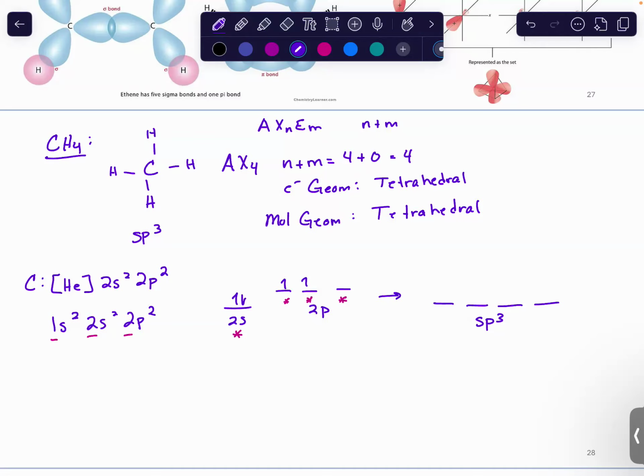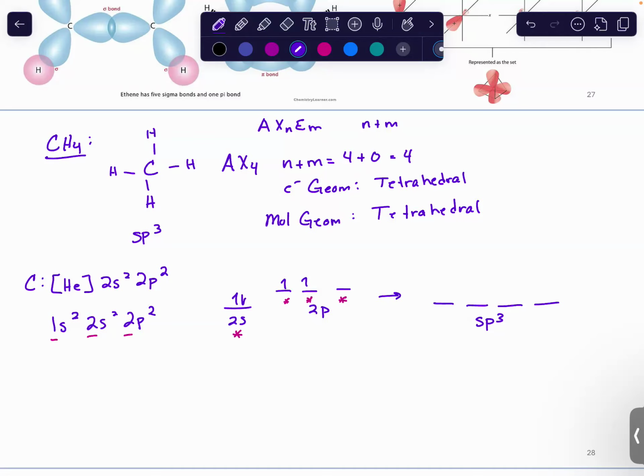Everywhere you see a bond, there will be a sigma bond. So that's 4 sigma bonds. In your orbitals, your bonds are going to be denoted by a single electron. You're only going to have pairs in these when you have a lone pair. And we'll talk about that.